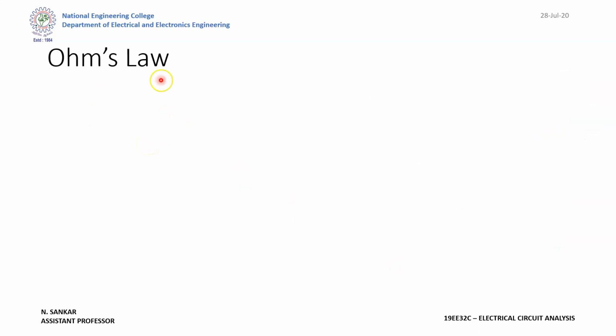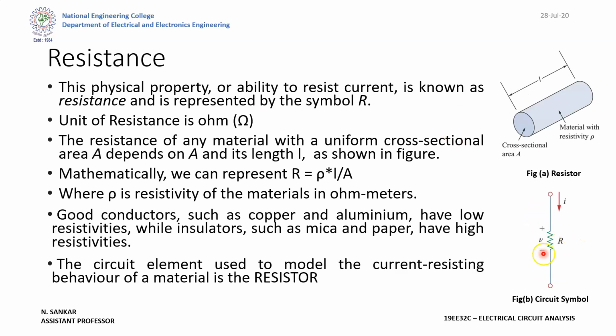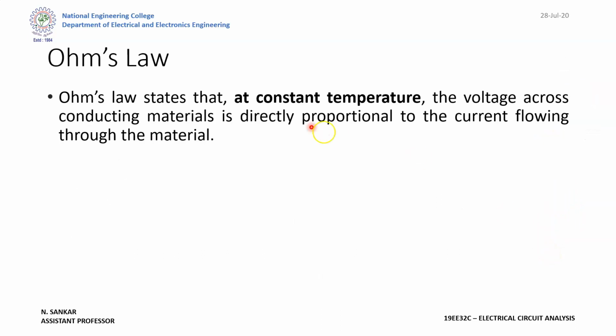Ohm's law is a simple law. I'm telling you, at constant temperature, this is the main point. At constant temperature, if you take any conducting material, the voltage across the conducting material will always be directly proportional to the current flowing through the material. So this is called Ohm's law. The main thing is the temperature should be maintained constant. If the temperature is not constant, then Ohm's law won't hold.